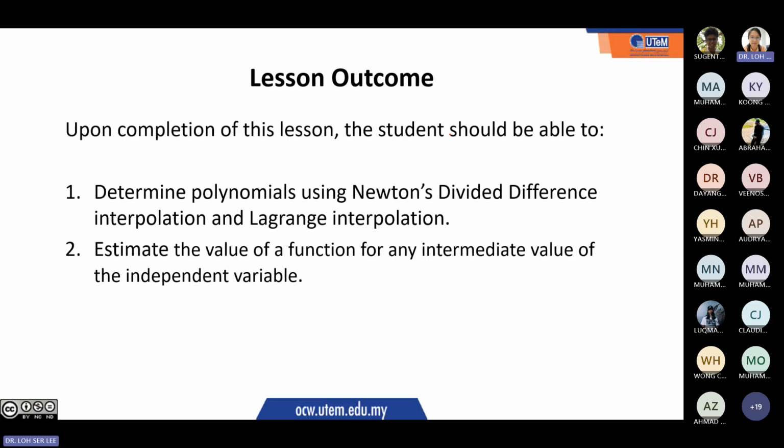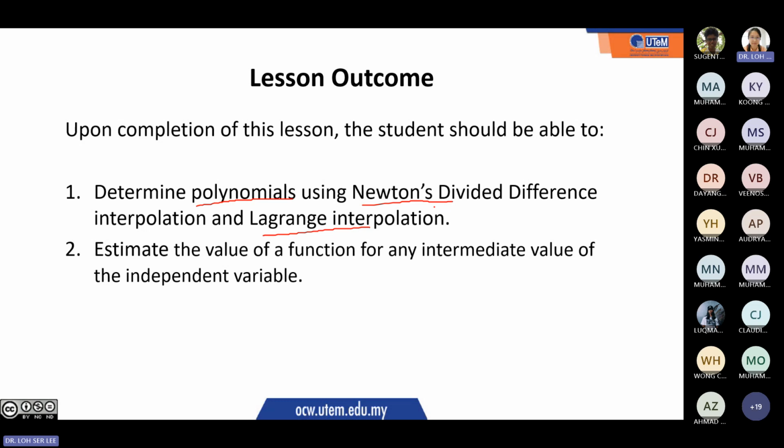Upon completion of this lesson, you should be able to determine polynomials. We will just determine polynomials, not including the exponential function, log function, and so on. We will approximate the polynomial function using 2 different methods. The first one is Newton's divided difference, and another one is Lagrange interpolation.